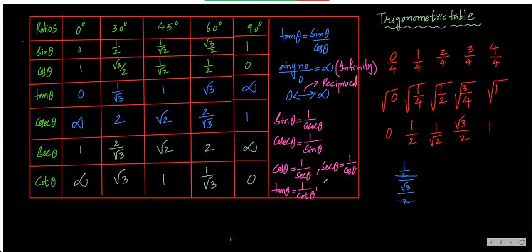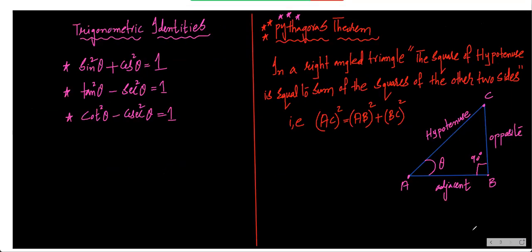There are only three major parts in mathematics. One is called trigonometry, second is called derivatives, and third one is called integration. These three are the major parts of the mathematics. Higher mathematics means integration, differentiation, and trigonometry. Okay, this is Pythagoras theorem. These are the trigonometric identities.